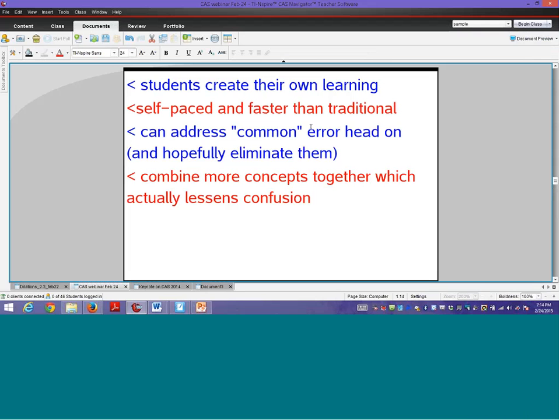You can address those common errors head-on and hopefully eliminate them before they become bad habits. And notice that I combine more concepts together, which actually lessens confusion. Because if you teach all multiplication at one time and you ask them to keep doing multiplication, they're usually pretty good at that because they don't have to make a choice: do I add or multiply? So instead of saying, okay, this is adding and this is multiplying, and now let's put them together, let's just teach them together head on. It's with things like that that make CAS, I think, better, deeper, and faster in a good way.